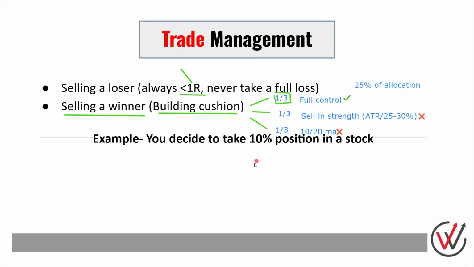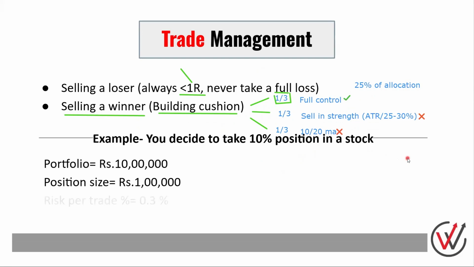So let's take an example. You take a 10% position in a stock. So you have a portfolio of 10 lakhs. You buy a 1 lakh position with a risk of 0.3%. Now how much is this risk? The capital risk is 3,000 rupees. What is your stop loss? 3%.